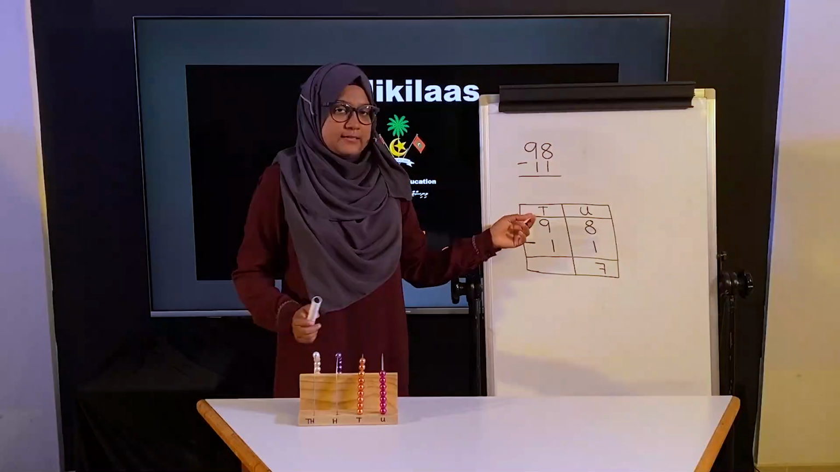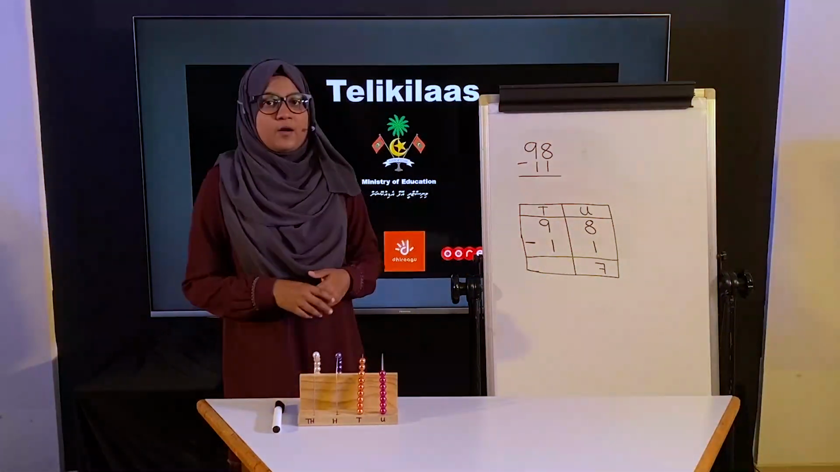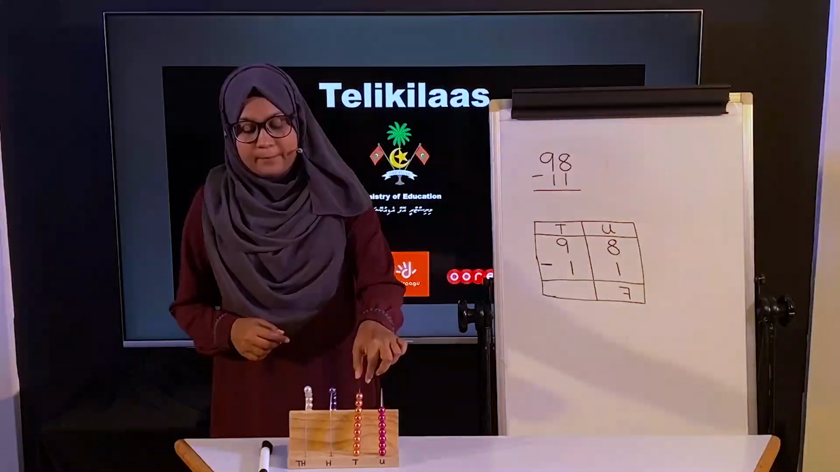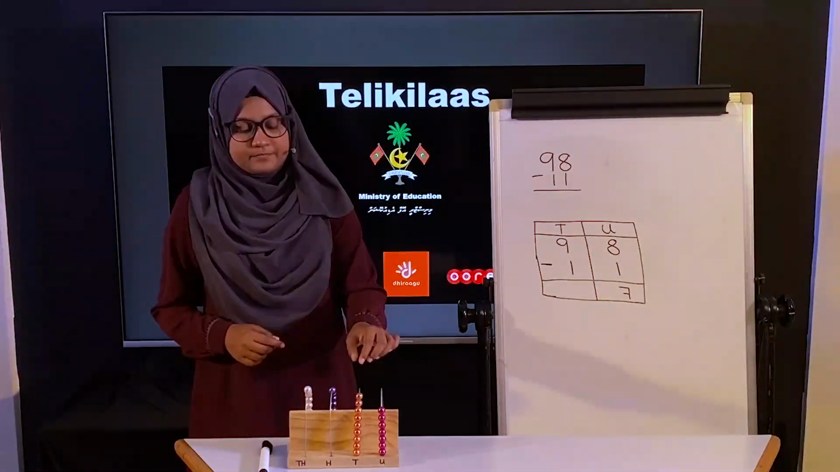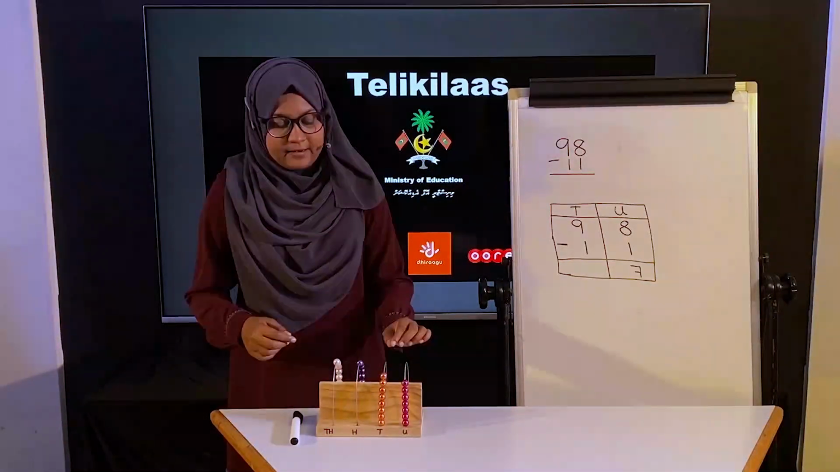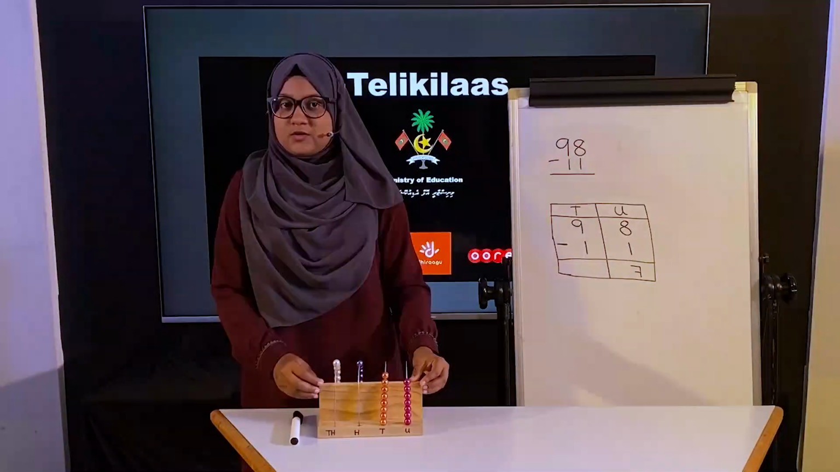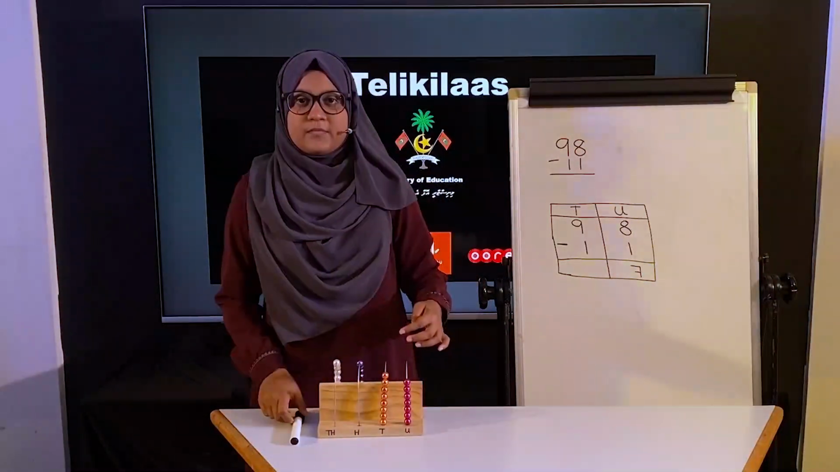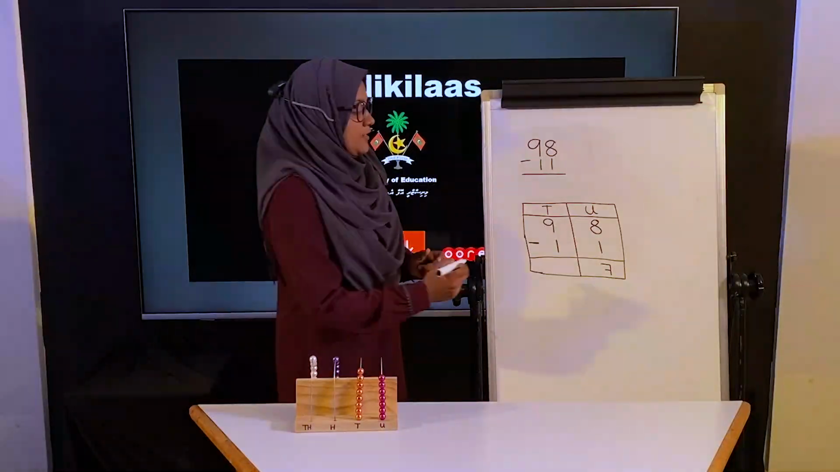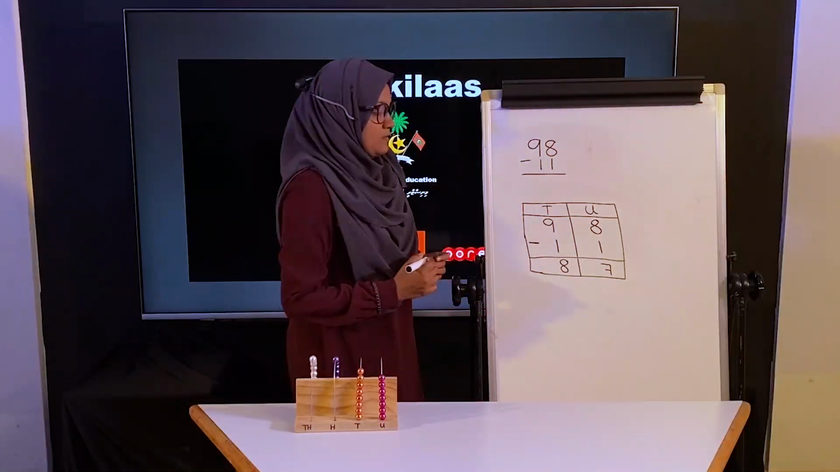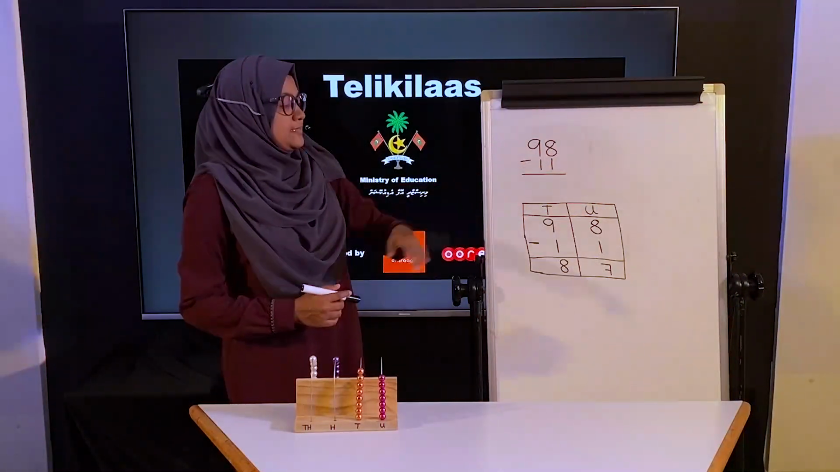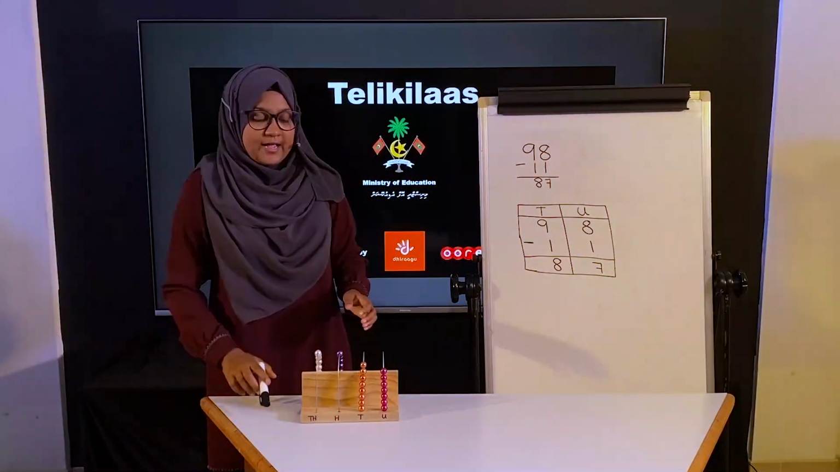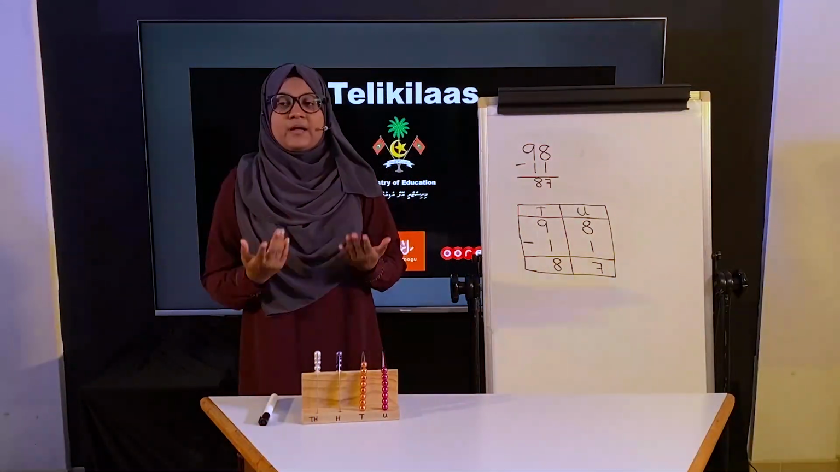Next is tens. In tens also we have to take away 1 ten, which means 1 bead should be going behind. We are taking away 1 bead. So let's take 1 bead away and count how many beads are remaining in front of us. 1, 2, 3, 4, 5, 6, 7, 8. We have 8 beads. So the answer is 8. So 98 minus 11 is 87. Simple, right? An abacus is a very easy thing to use if you understand it.